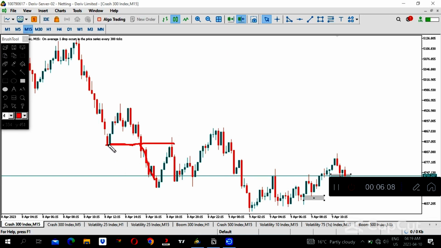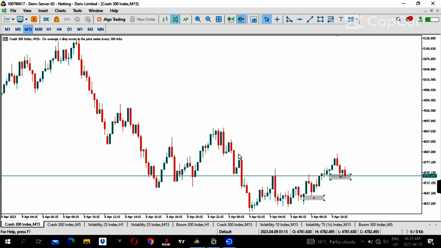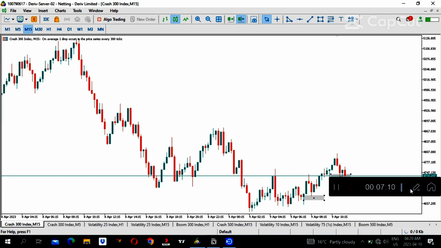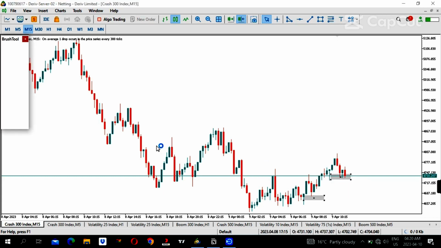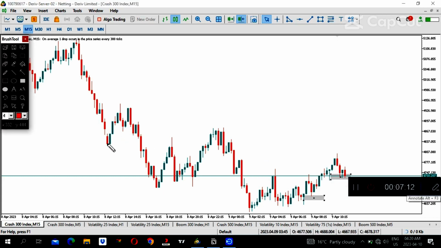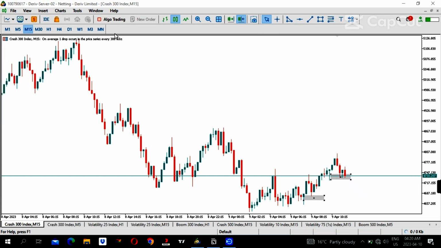So right here we got a break of this low, and we got a retest. And you continue downwards. Let me just delete this. Right over here, let me put the horizontal line.